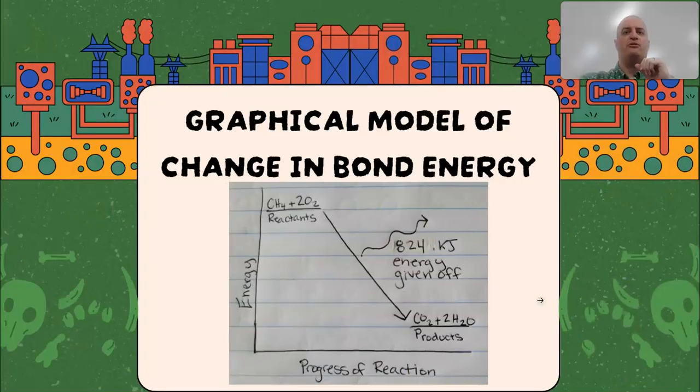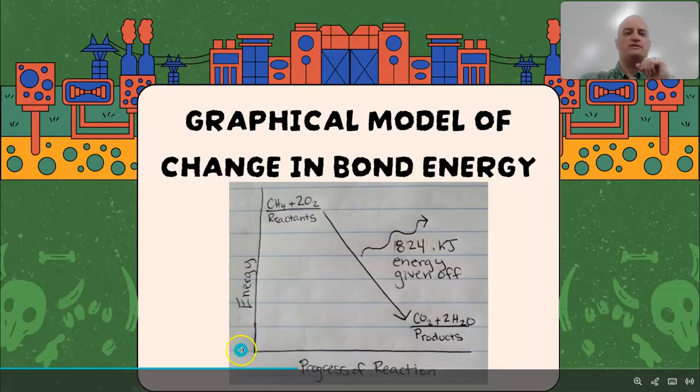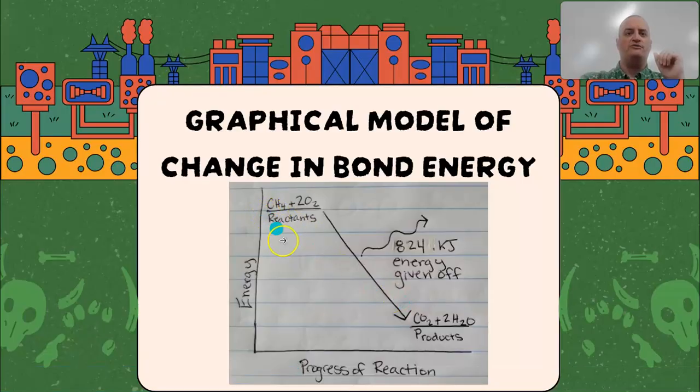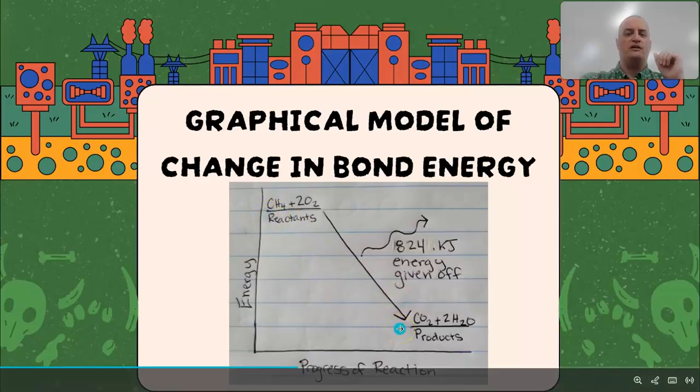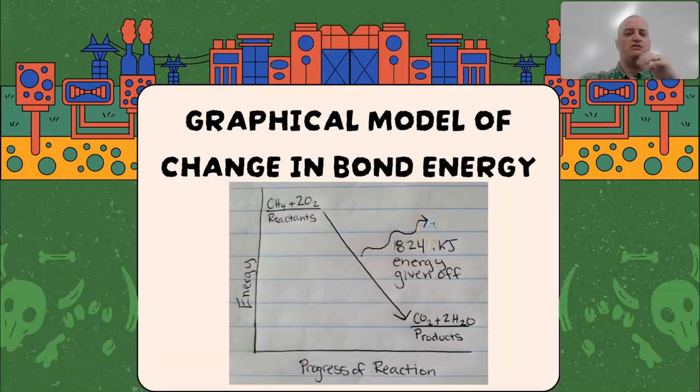A different example, a graphical model. This is an amount of energy starting with 0, going up to infinity, let's call it, and then starting off before the reaction starts to the end of our reaction. Again, we're labeling reactants and products. We're showing what each of them are. And we're going from a higher energy to a lower energy because energy is being given off to the surroundings. So this is meant to totally incorporate all of these ideas.